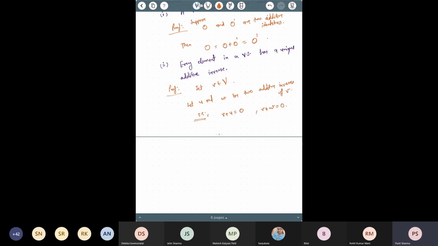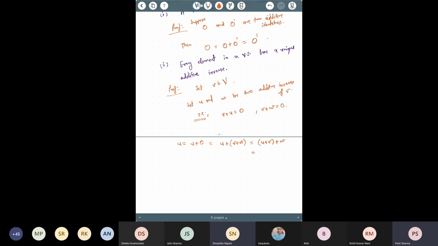Now you want to show that U is equal to W. You know that U is equal to U plus 0, but then 0 is V plus W. So you have used the fact that V plus W is an additive inverse of V. Now what is the next property we'll use here? Associativity. U plus V plus W. Then what? V plus U equals 0, so U plus V equals 0, plus W.